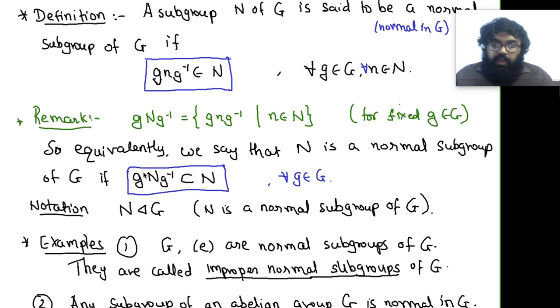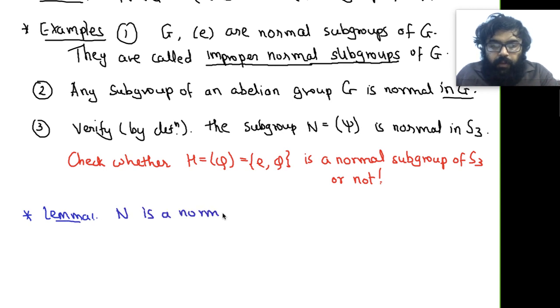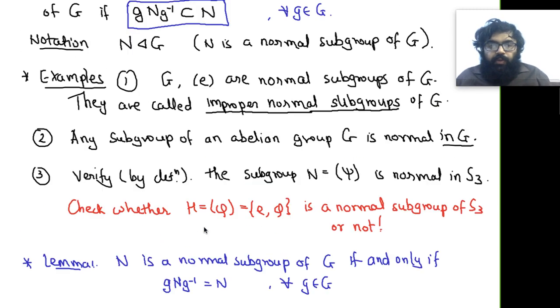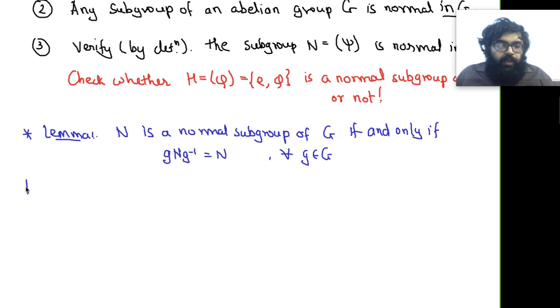If we assume that N is normal in G, then g N g inverse equals N. This is what we are going to prove, so let me state it as a lemma. N is a normal subgroup of G if and only if g N g inverse equals N for all g in G. So here we have equality, not only subset. We noticed that this is a subset of N, but this lemma says that it is in fact equal. So let us prove this.